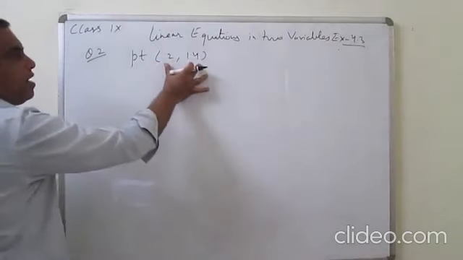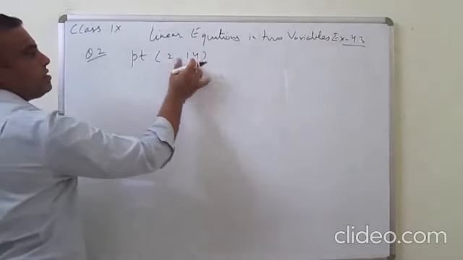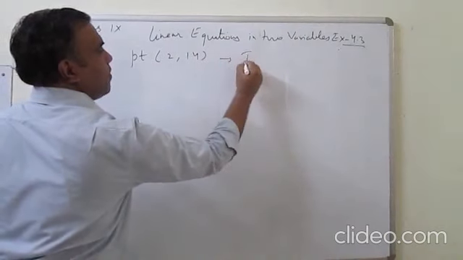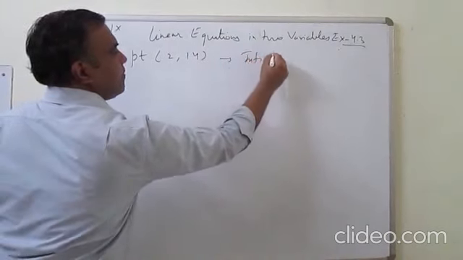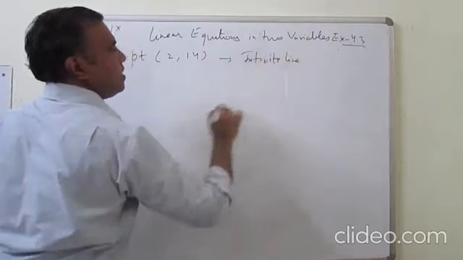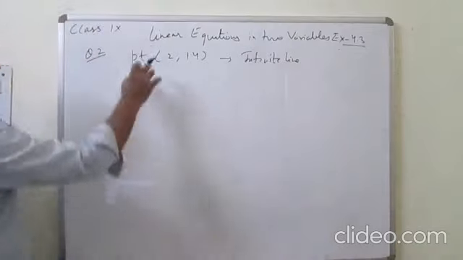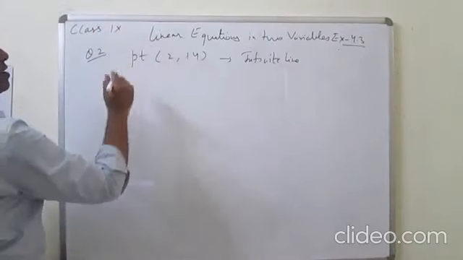Passing through this point, this is one point, you can pass infinite lines. How many lines you can pass? From one point you can pass infinite lines. Any point you can pass infinite lines. Okay? Now, this is for x, this is for y.